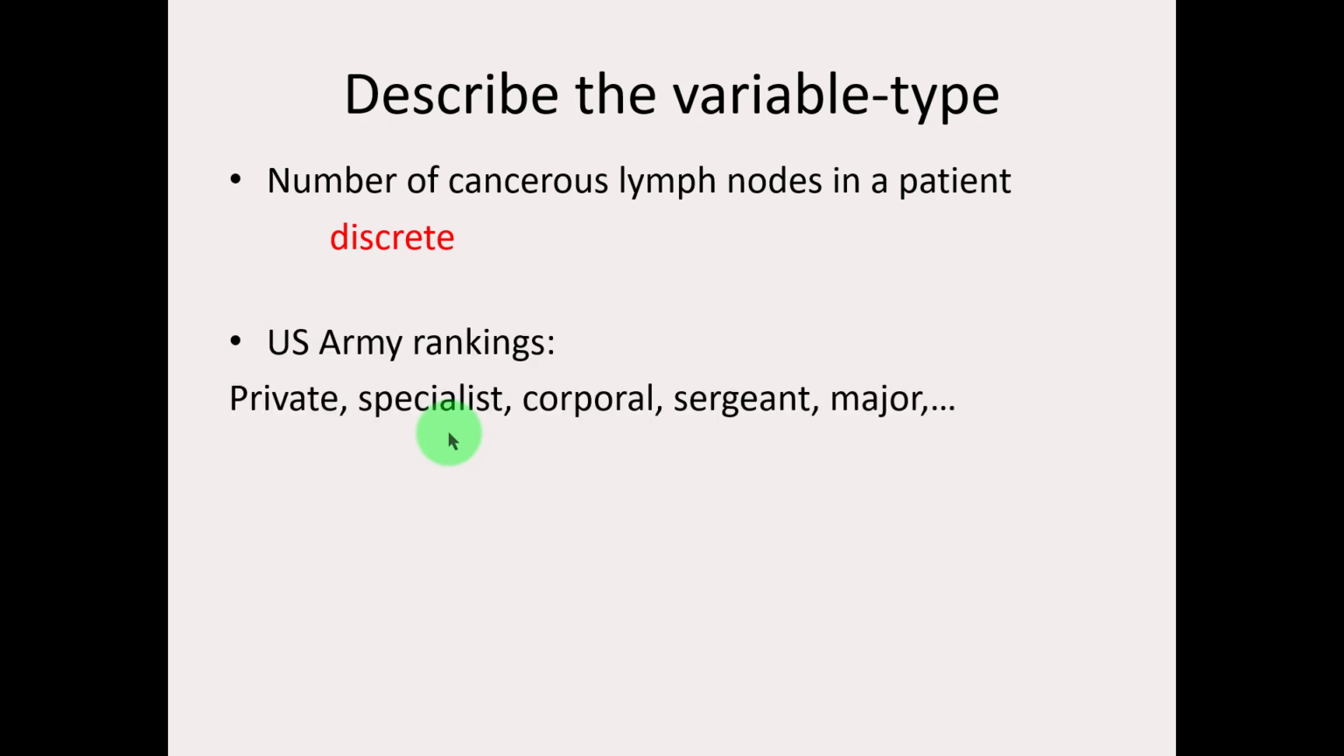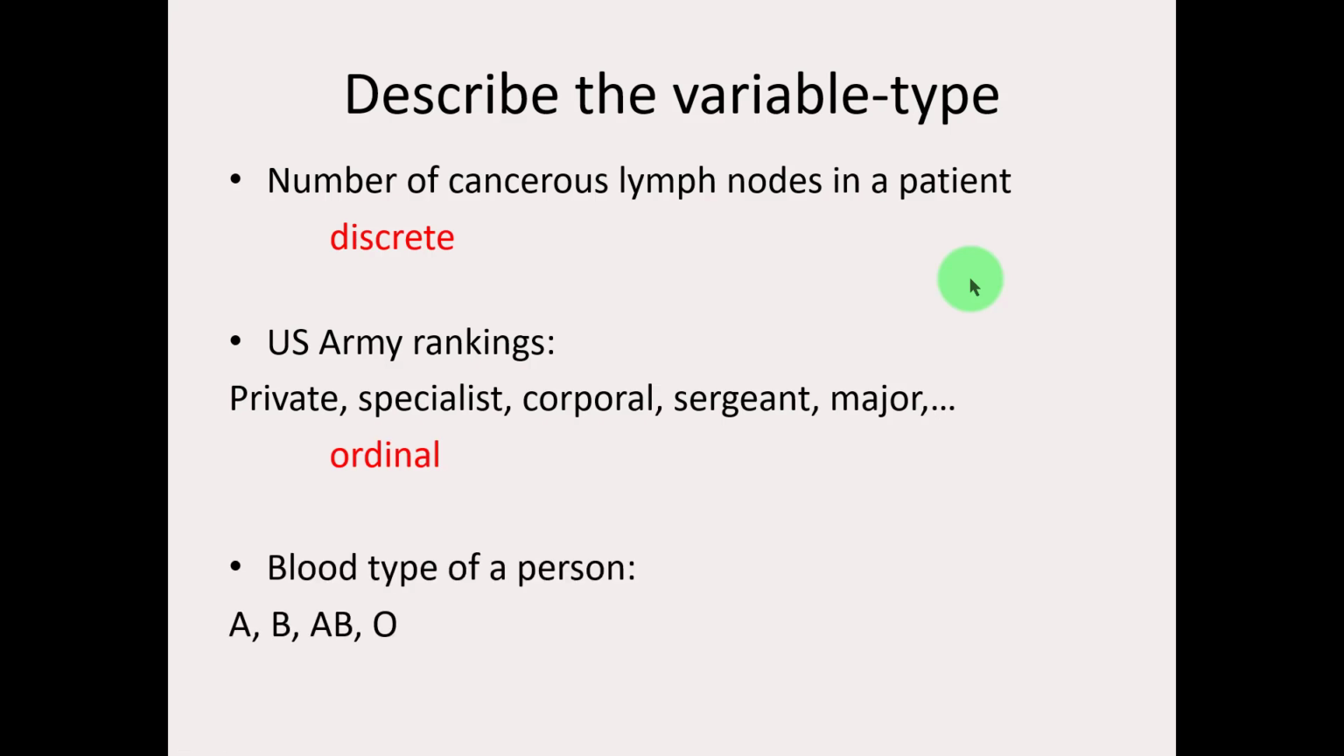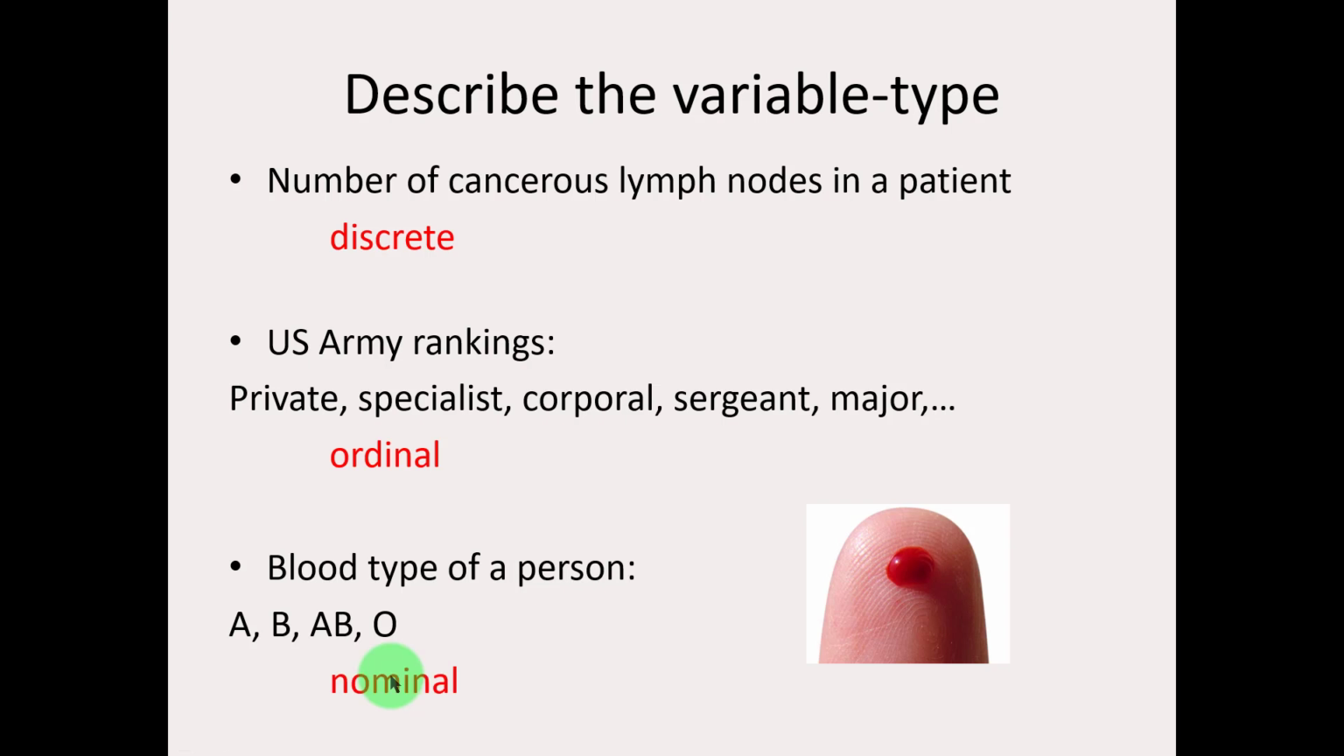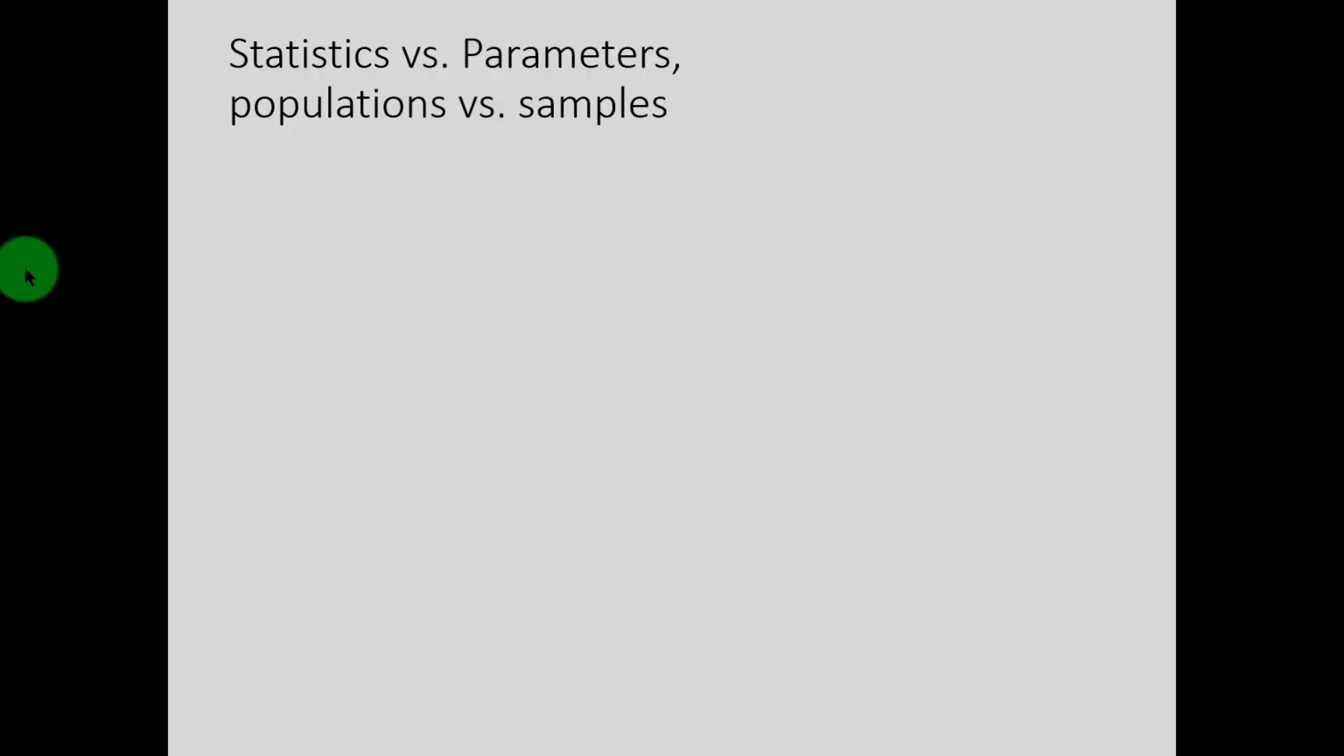What about US Army rankings? I know I'm missing a few here, but I think these are some of the major rankings. There appears to be some order to those, right? So that's an ordinal categorical variable. What about blood type of a person? Well, that would be categories, right? So is there a particular order to them? Not necessarily. You can shuffle them up and it's just a list of blood types. So that would be a nominal categorical variable.